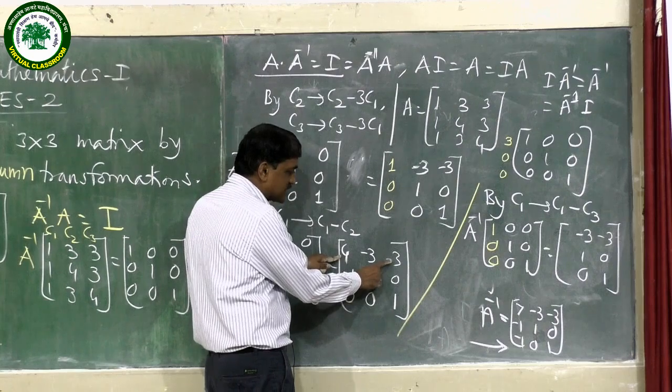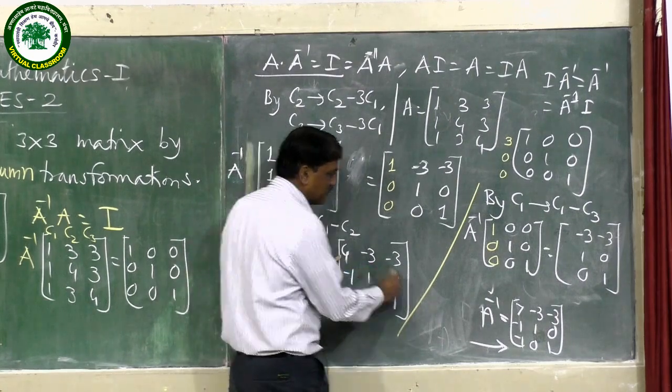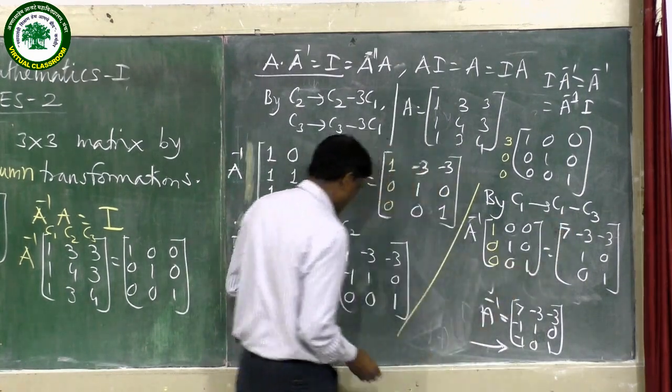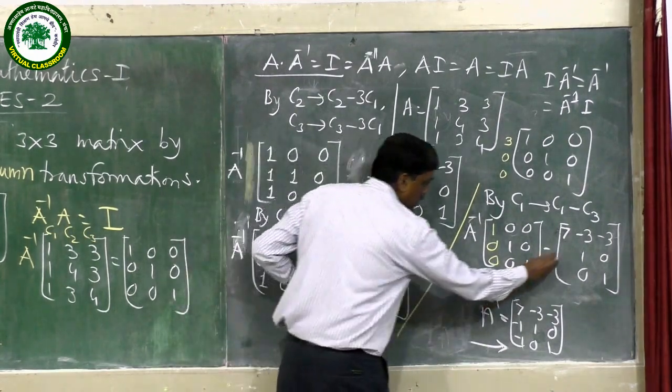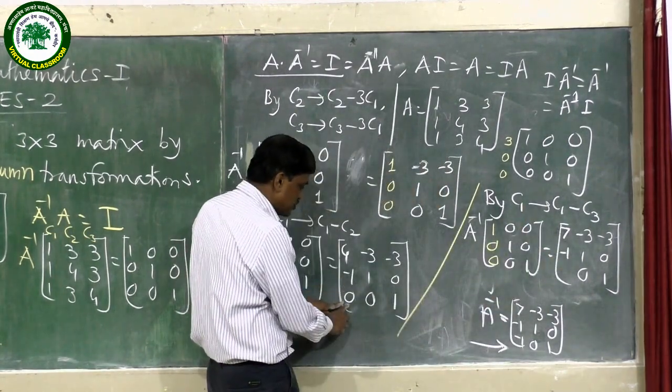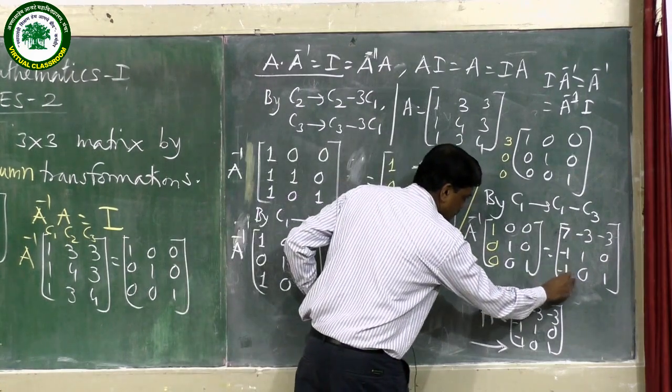4 minus minus 3, it means 4 plus 3. 4 plus 3, it is 7. Minus 1 minus 0, it is minus 1. 0 minus 1, it is minus 1.